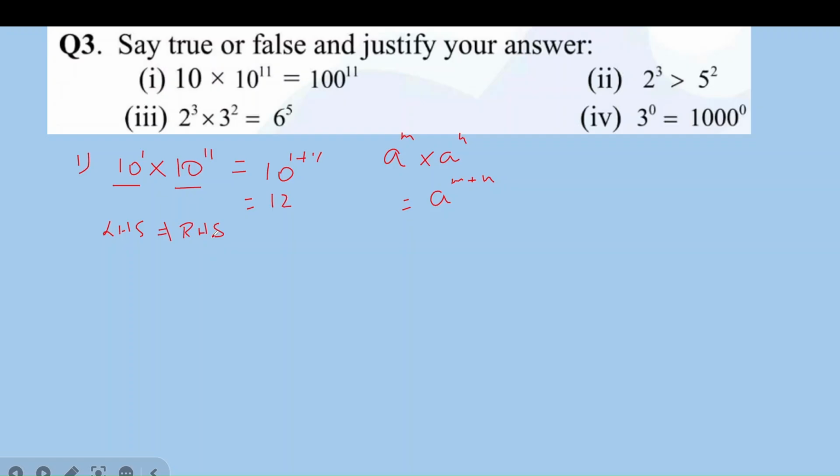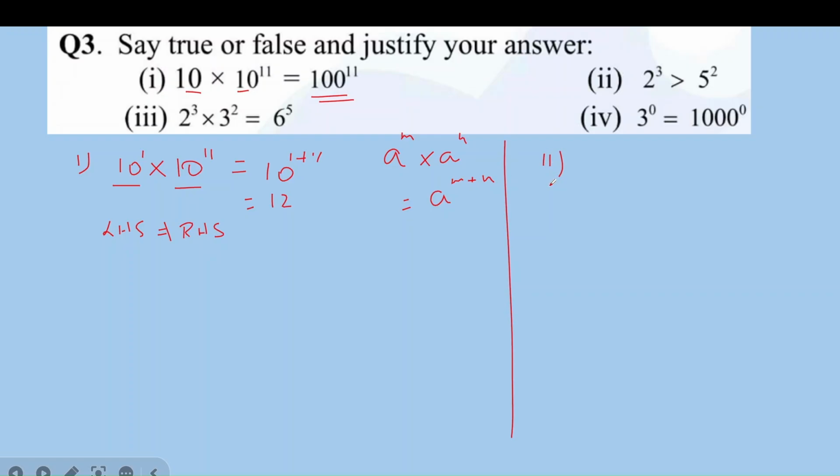So what do you think they might have done here? Why did they write 100 raised to the power 11? What they would have done is multiply the bases and keep 11 the same. Again, just to test your understanding of exponents, let's have a look at the second question.